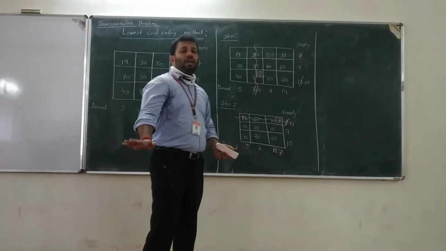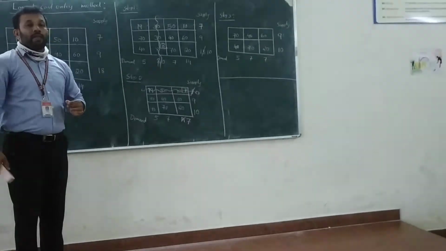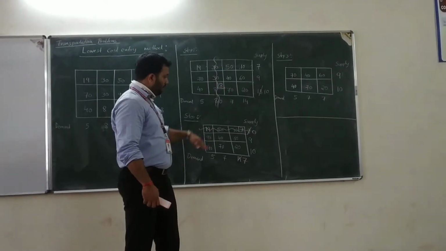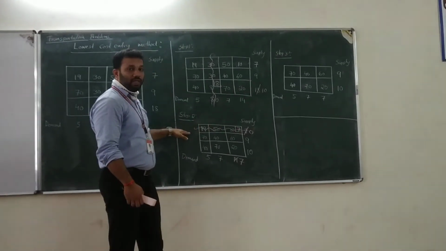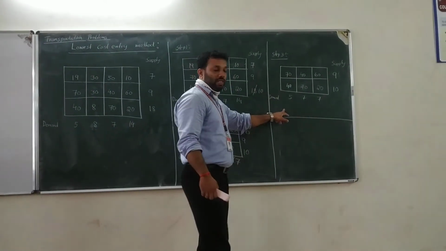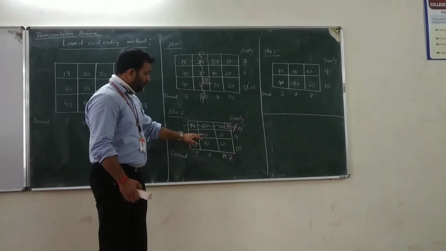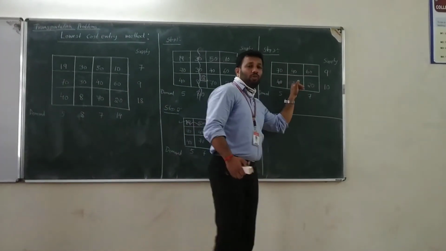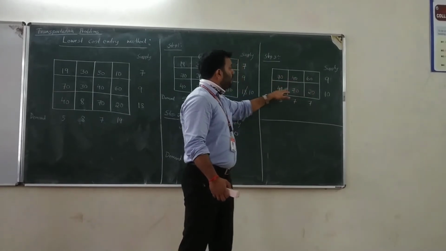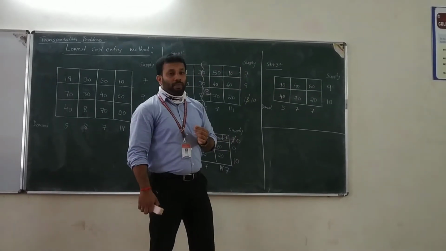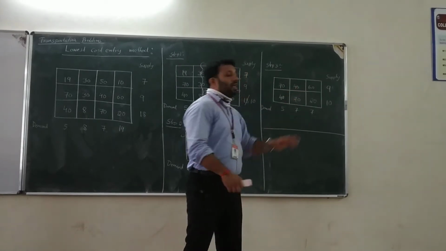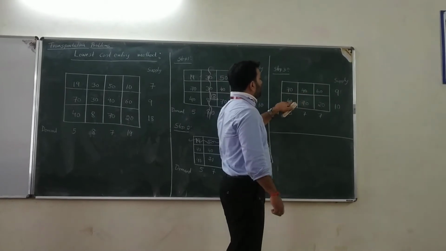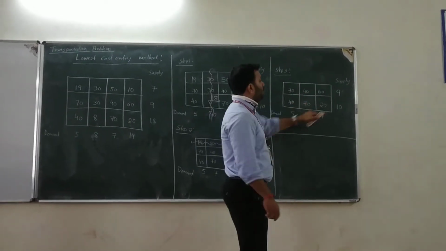Now let us move on to the next step. We have completed 2 steps. I have struck out this particular column, and wherever I have got 0, I have struck out this row. Now moving on to the third step. The remaining columns and rows: I have 3 columns and 2 rows. Out of that, again I have to select the minimum cost. The costs are 70, 40, 60, 40, 70, 20. Out of that, the minimum cost is 20.